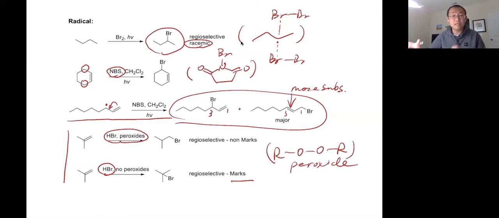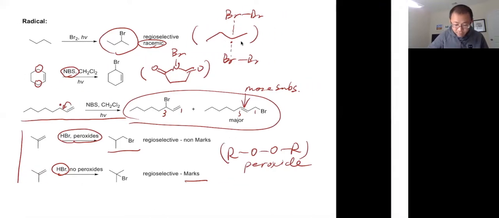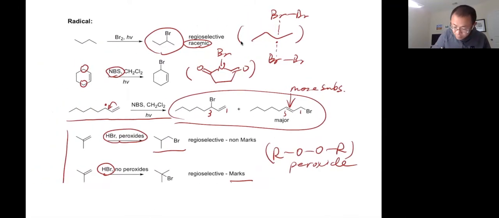Undergo through mechanism, the result is a non-Markovnikov product. You can see that with peroxide, non-Markovnikov. Without peroxide, Markovnikov. Why do we have that difference? Because these two reactions happen through different intermediates. Okay, let me show you these two intermediates. You will understand why there's a difference.